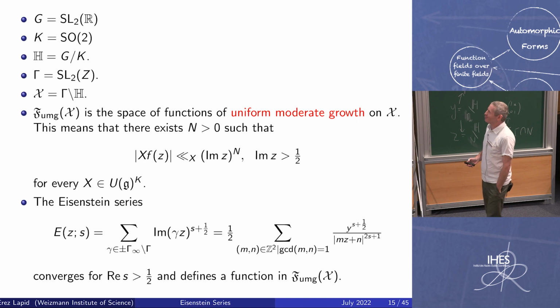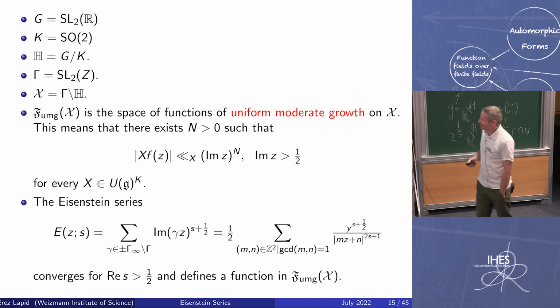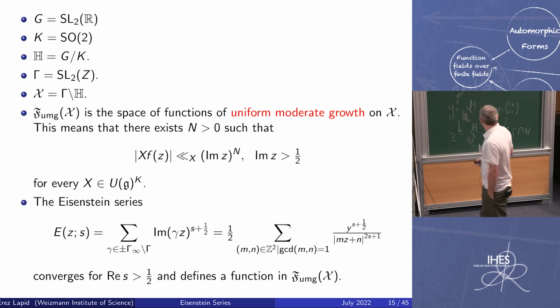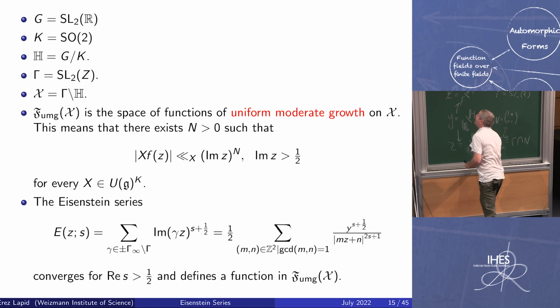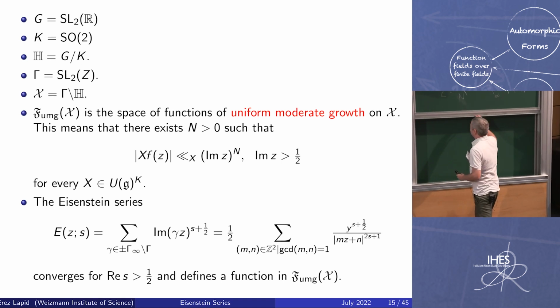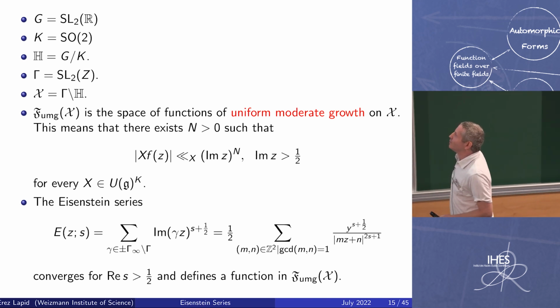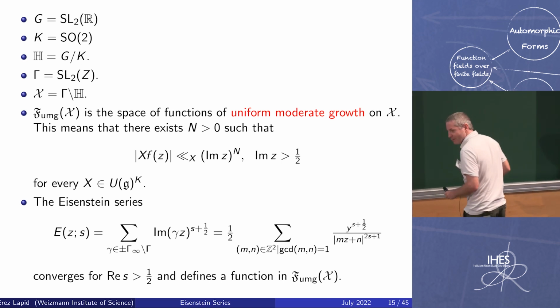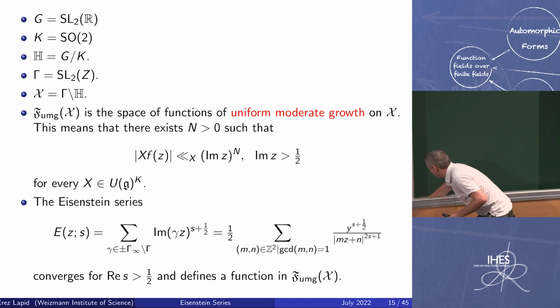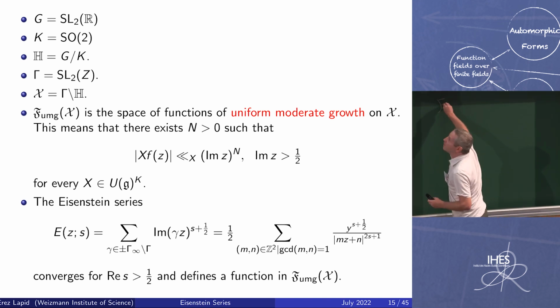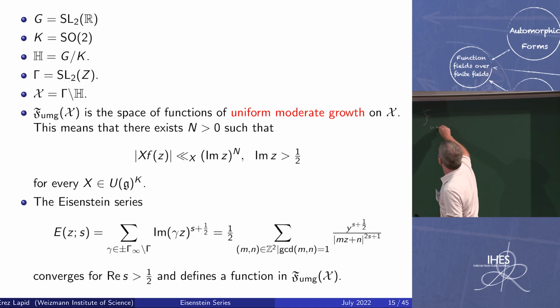Okay, now let's go back to automorphic forms, and again, SL2. I will recall some notation. I don't know if I should put everything on the board, but maybe the important things. So I will have this space, F of UMG, functions of uniform moderate growth.